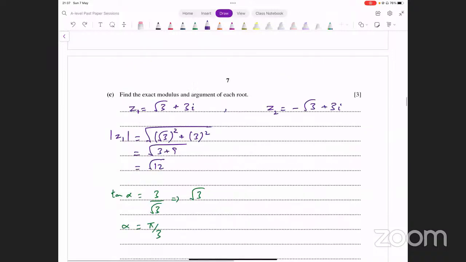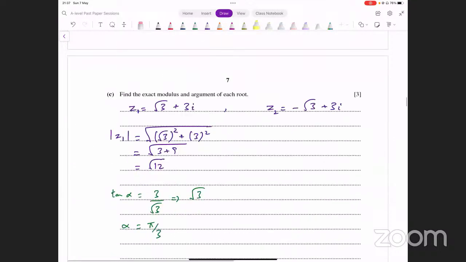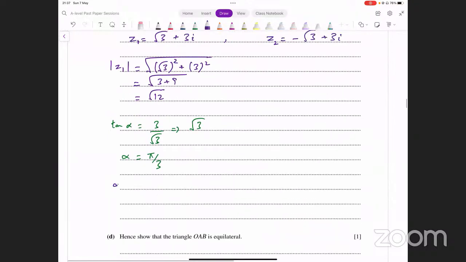Basic angle आ गया. अब आप क्योंकि first quadrant के अंदर हो, तो इसका argument भी यही होएगा, right? Argument remember कहाँ से measure करते थे? Positive real axis. So यहाँ से argument measure करना होता है आपने. तो यही आपका argument भी होएगा. You'll say argument of z1 therefore is pi over 3.